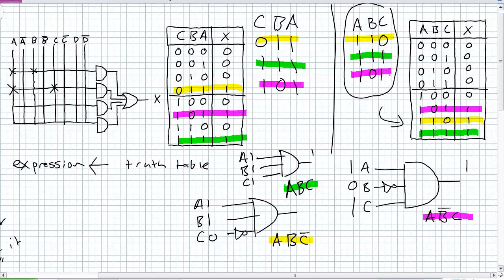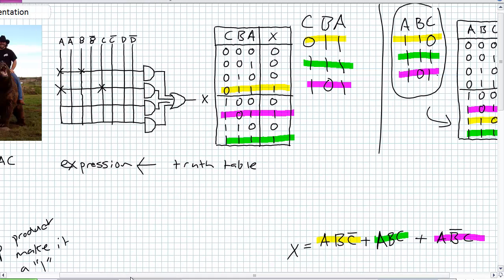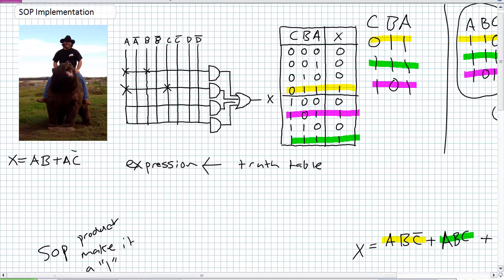What's the sum of products? It's a sum. It's an ORing of those three individual product terms: A, B, not C, or A, B, C, or A, not B, C. Does this look kind of familiar? Maybe the final SOP expression we had when we took the expression and expanded it out? Certainly does. Does it look like our original expression, which we started with right here? No, it doesn't. How do we get there?